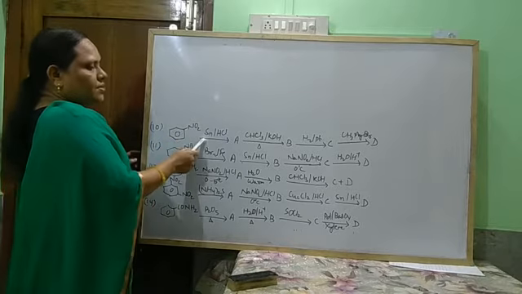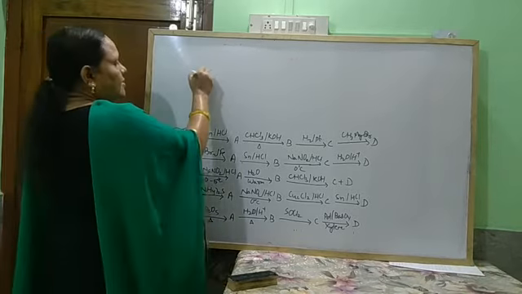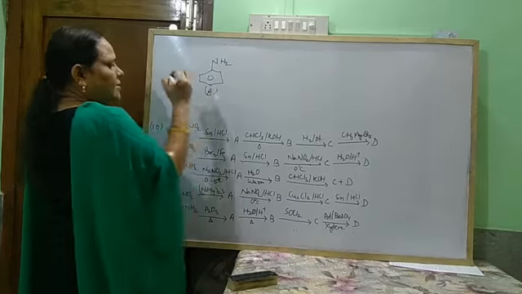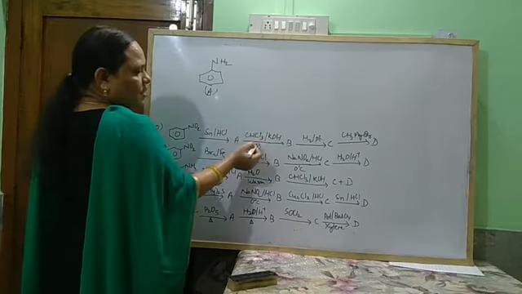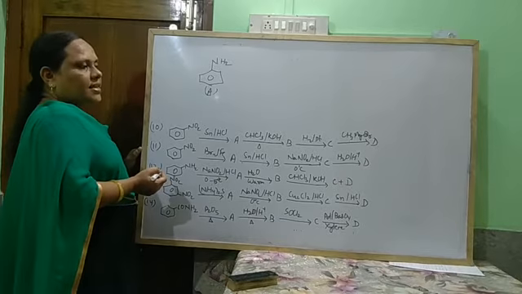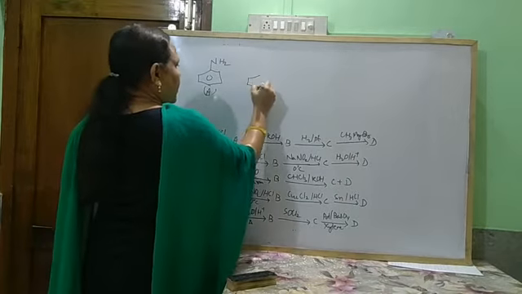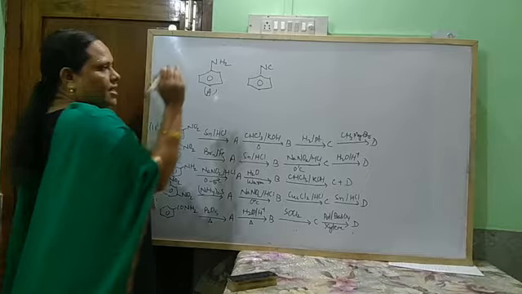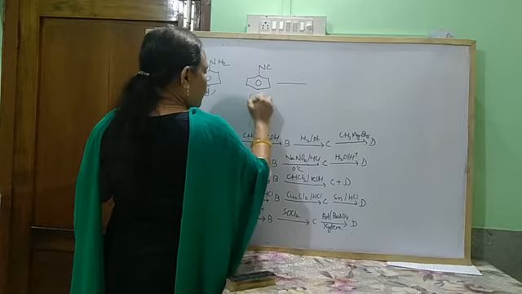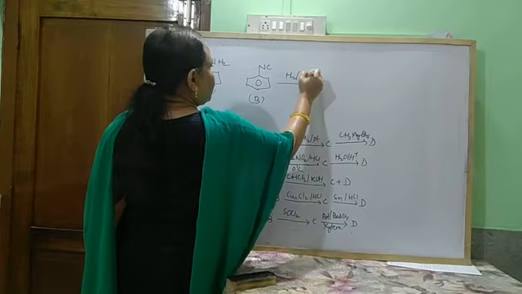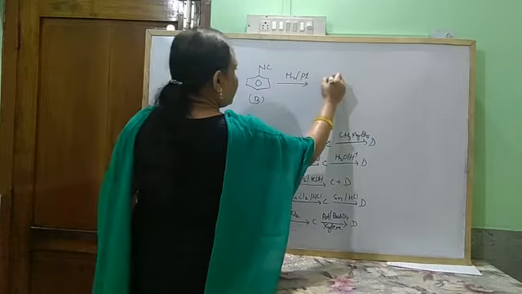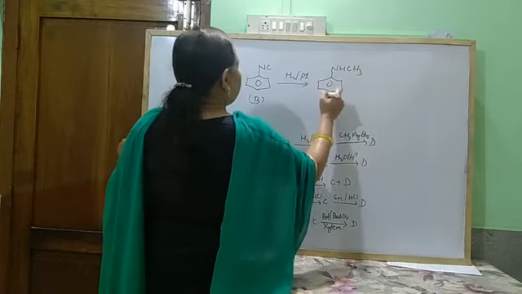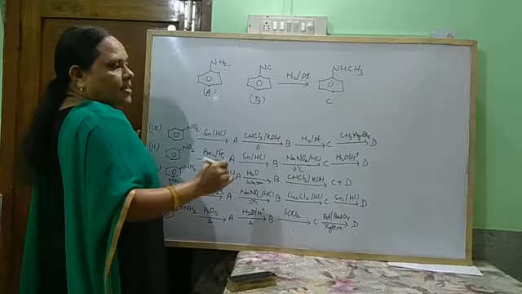So, nitrobenzene reduced with tin and HCl gives aniline. So, first product A is aniline. Then treated with chloroform and potassium hydroxide and heat, this is isocyanide test. In this way, it forms phenyl isocyanide. And phenyl isocyanide reduced with hydrogen in presence of platinum forms a secondary amine, that is NHCH3. This is N-methyl aniline.